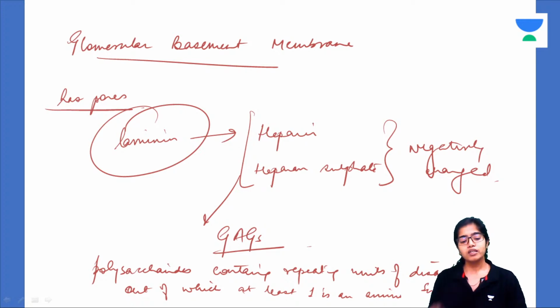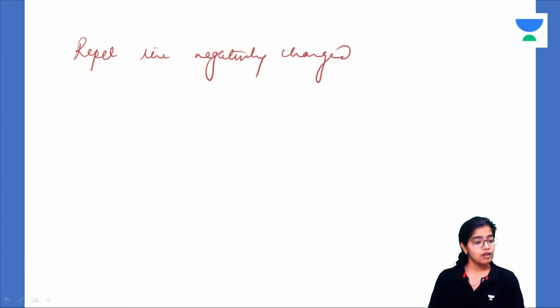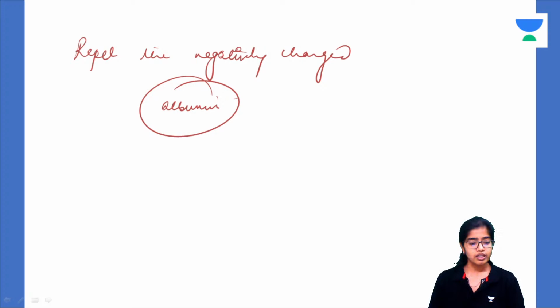Now, coming back to our discussion, the two negatively charged glycosaminoglycans, that are heparin and heparin sulfate, they are going to repel the negatively charged albumin. Okay, this albumin protein is a small protein, and it is also negatively charged, which will be repelled by the heparin and the heparin sulfate molecule present in the laminin protein, the basal lamina.